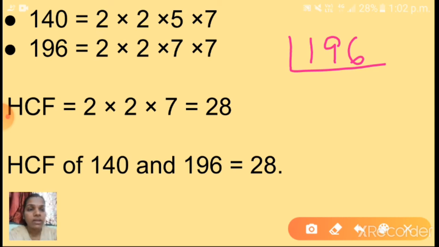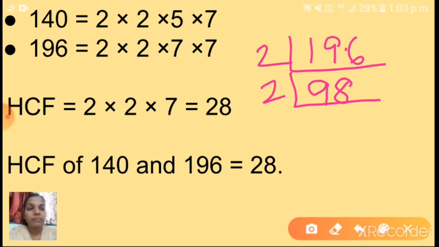An even number, so it will come in 2's table. In 19, how many 2's are there? Very good, 9 2's are 18. The remainder is 1, that 1 will go here, that means 16. 8 2's are 16. Again this 98, 98 will come in which table? Yes, 2's table. Okay. So in 9, how many 2's are there? 4 2's are 8, remainder 1, so 49 will come.